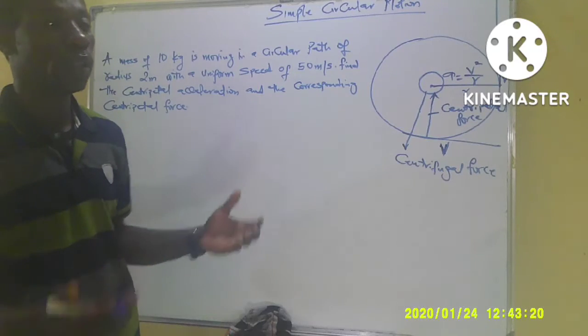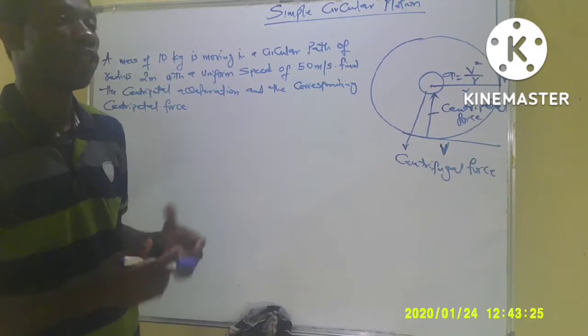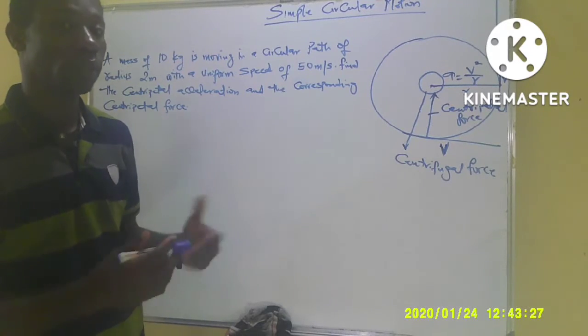Examples of circular motion: the motion of the earth around the sun is a circular motion. The motion of the moon around the earth is a circular motion.